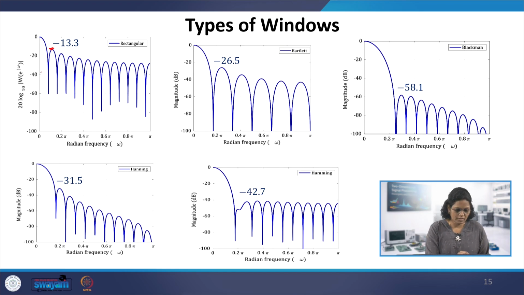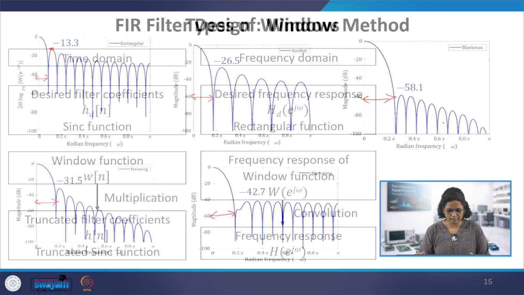Also, if we look at the main lobe width, this is the smaller main lobe width, and these main lobe widths are more and more. Here it is a little less than 0.2 pi, here as well, and you can see the main lobe width increases. This is more than 0.2 pi in the Blackman. So the main lobe width increases. Tapering causes the main lobe width to increase and the side lobe level to decrease.